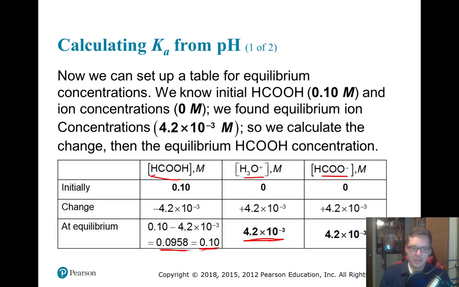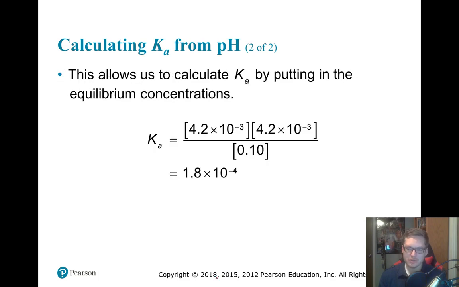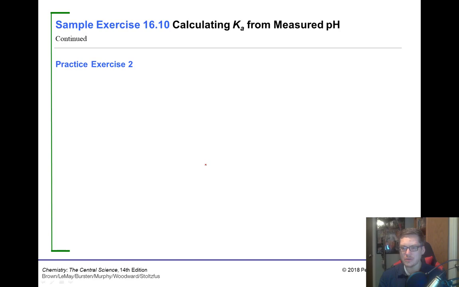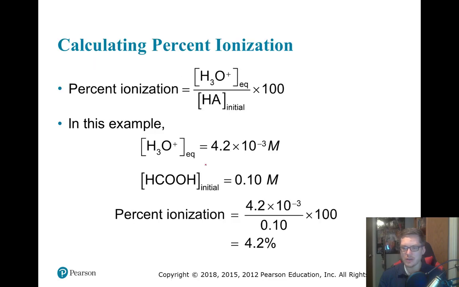In this case, because we don't have enough sig figs and formic acid is such a weak acid, we don't really have to worry. It turns out that the equilibrium concentration of formic acid is equal to the initial concentration, but usually you're not so lucky. Then in order to calculate Ka, we simply take that value, plug it into our K expression, and Bob's your uncle. Finito. All right, let's give one a shot here.